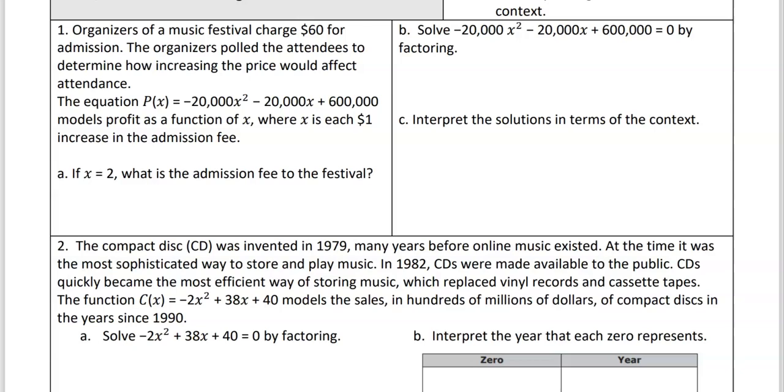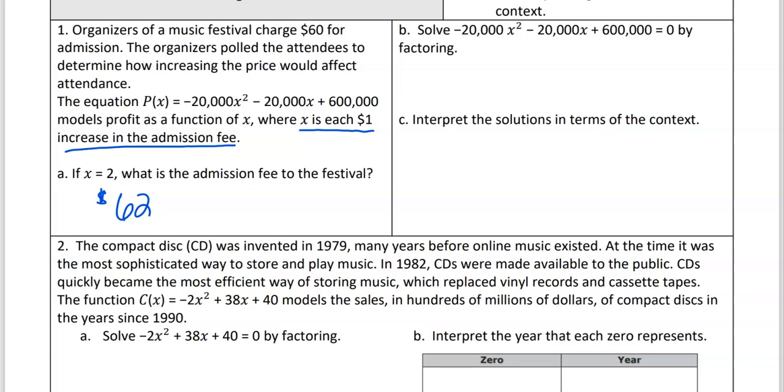All right, so if X equals 2, the admission fee is going to increase by $2. X is a $1 increase in the admission fee. So if X is 2, my ticket has increased by $2. So what is my new ticket fee going to be? So now it's going to be $62. We just had to pay attention to what represented what.